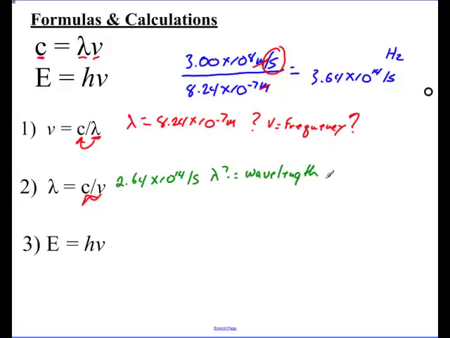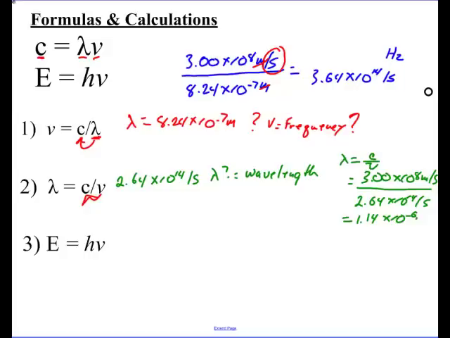So wavelength equals C over v, and the C is 3.00 times 10 to the 8th meters per second divided by 2.64 times 10 to the 14th per seconds. And when I work that out, I get an answer of 1.14 times 10 to the negative 6 meters, right?